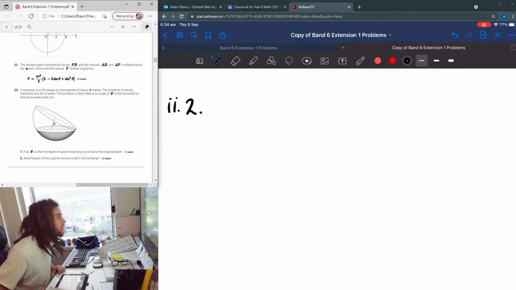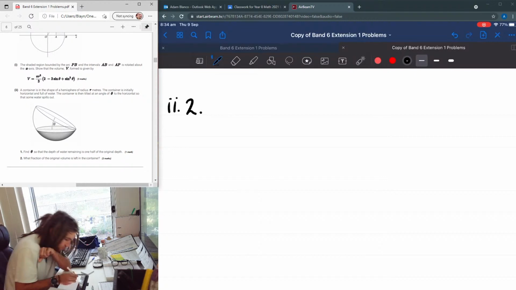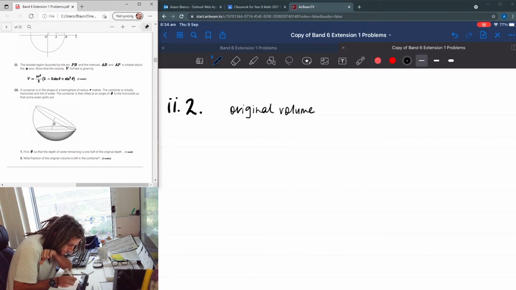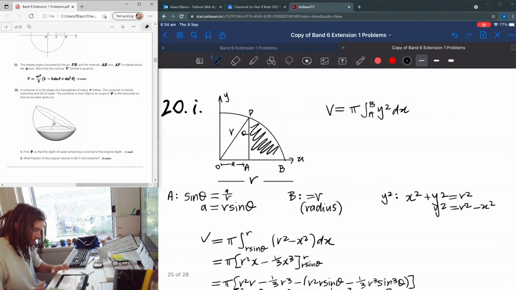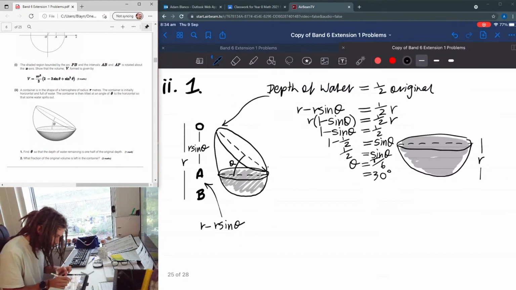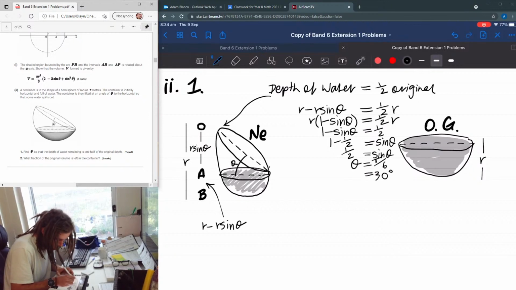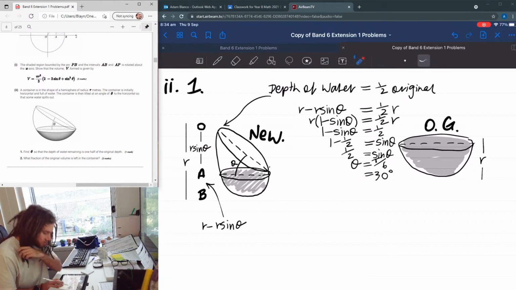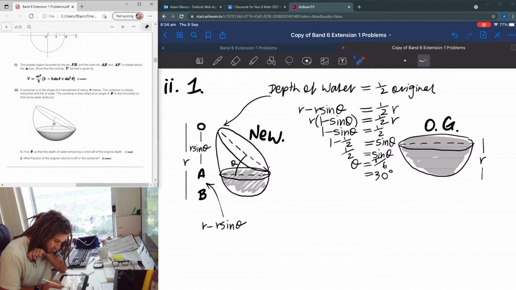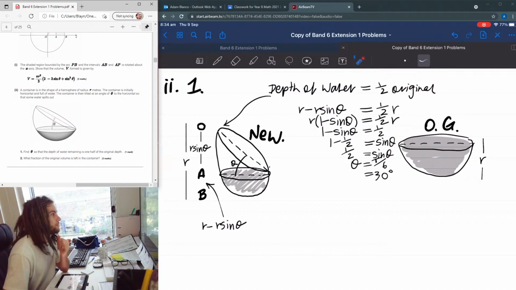Okay, so it wants what fraction of the original volume is left in the container. So this time it's asking about volume, whereas before it was asking about depth. So the original volume, you think about in terms of the original picture. That's the original, that's the new. It's literally a hemisphere, and it told us that in the question: container-shaped hemisphere.